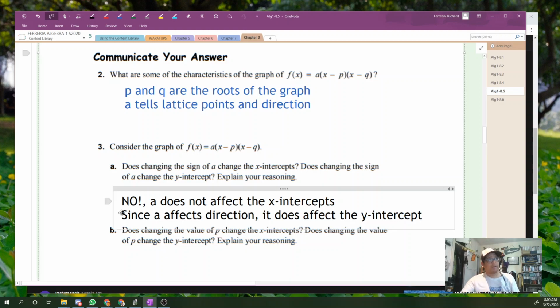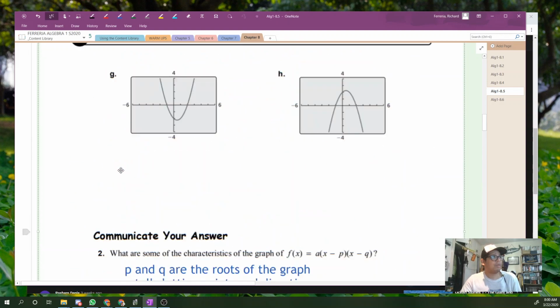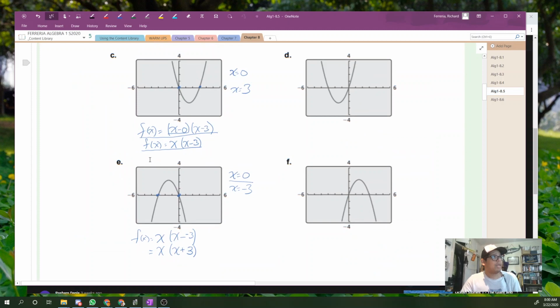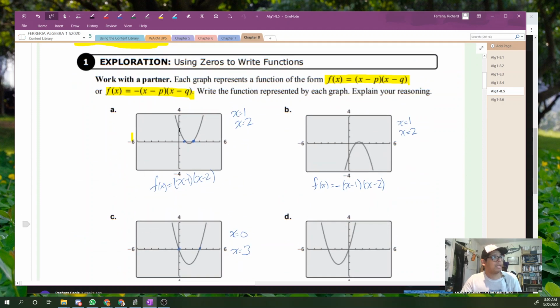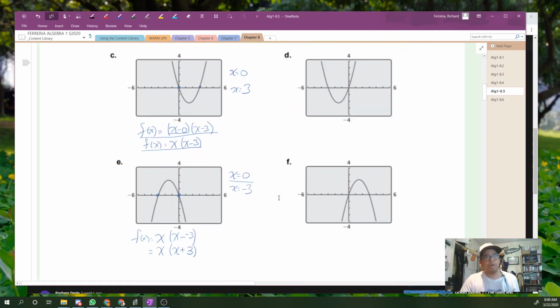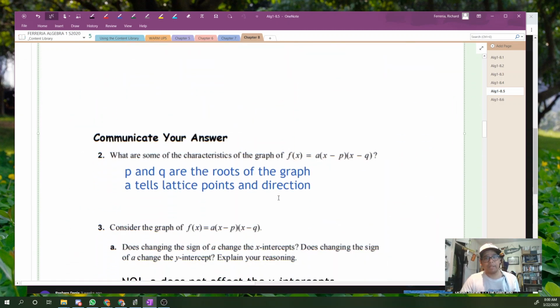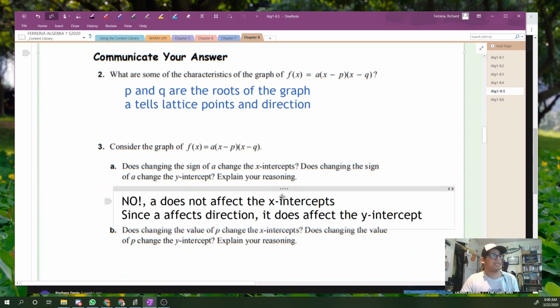So you'll imagine, let's just go back to our examples up here. The y-intercept here is positive 2, while the y-intercept down over here, that's negative 2. So the only thing that changed between a and b is that the value of a changed from positive 1 to negative 1. So yeah, it does change the y-intercept, and you can imagine that that's true because it's the difference of opening upwards versus opening downwards. So the y-intercept is affected, but the x-intercept is not.